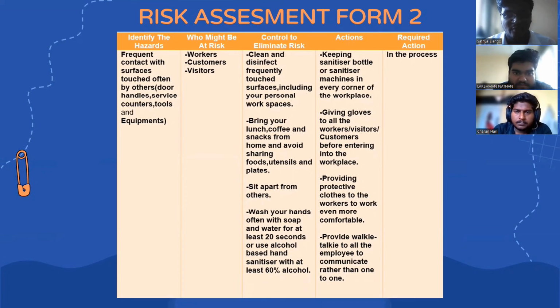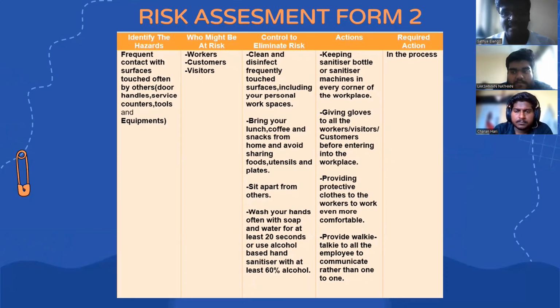So how to control to eliminate the risk? Clean and disinfect frequently touched surfaces, including your personal workspaces. Bring your lunch, coffee, and snacks from home and avoid sharing foods, utensils, and plates. Sit apart from others. And the last one is wash your hands often with soap and water for at least 20 seconds or use alcohol-based hand sanitizer with at least 60% alcohol.